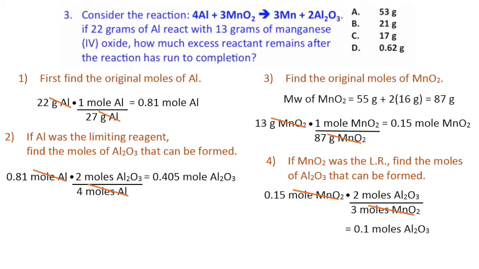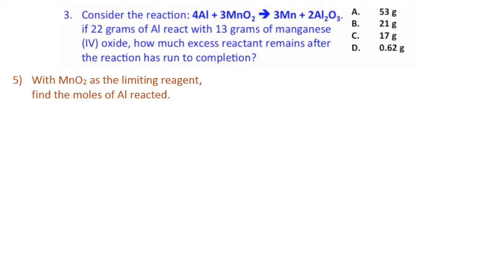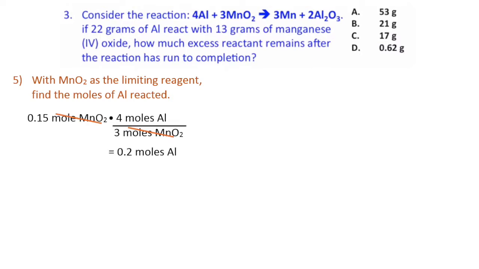We can see that 0.1 moles is less, which means that manganese 4 oxide is the limiting reagent because it cannot produce as much as 0.405 moles. Therefore, manganese 4 oxide is the limiting reagent. So with manganese 4 oxide as the limiting reagent, we can find the moles of aluminum reacted. For every 4 moles of aluminum, there are 3 moles of manganese 4 oxide according to the equation. So we multiply and we should get 0.2 moles of aluminum.